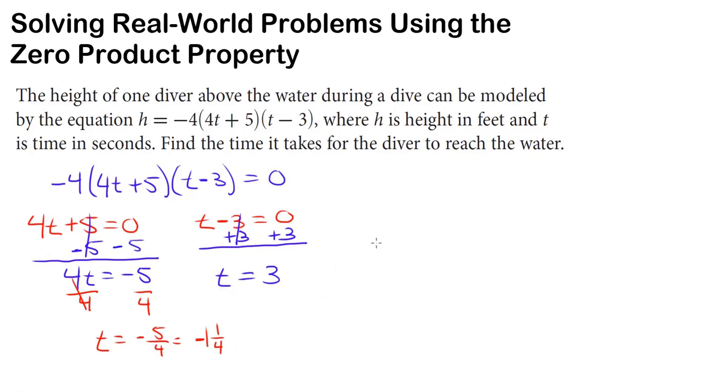Now the situation is, when you're dealing with real world problems, sometimes one of the solutions doesn't make sense. In this case, we are measuring the number of seconds it takes for a diver to reach the surface of the water. So can we measure time in negative units? And the answer is no. So the solution of t equals negative 1 and 1/4 does not make sense. That means the proper solution here is t equals 3. So how long does it take the diver to reach the water? Well, it takes 3 seconds.